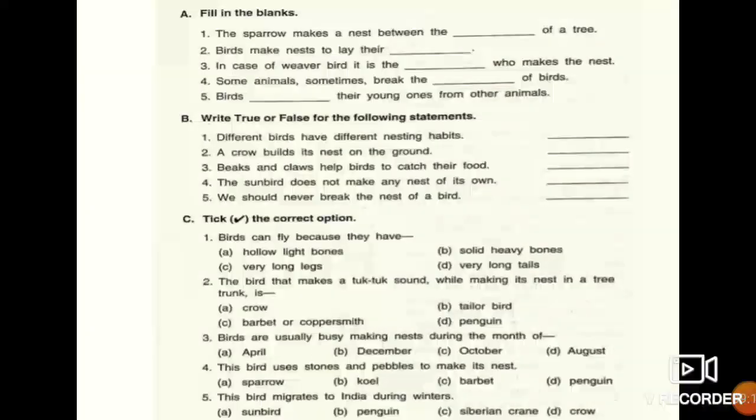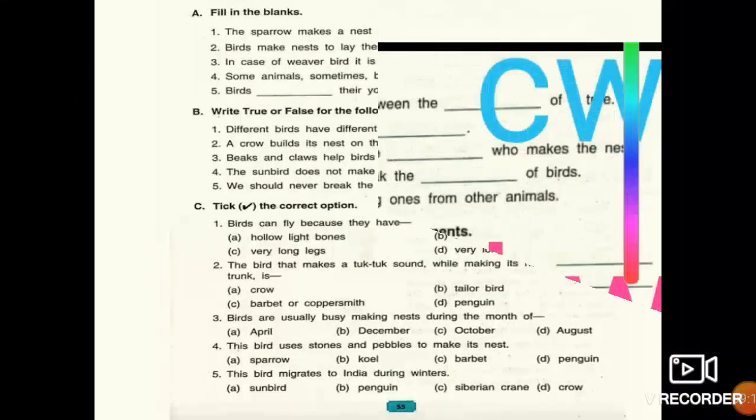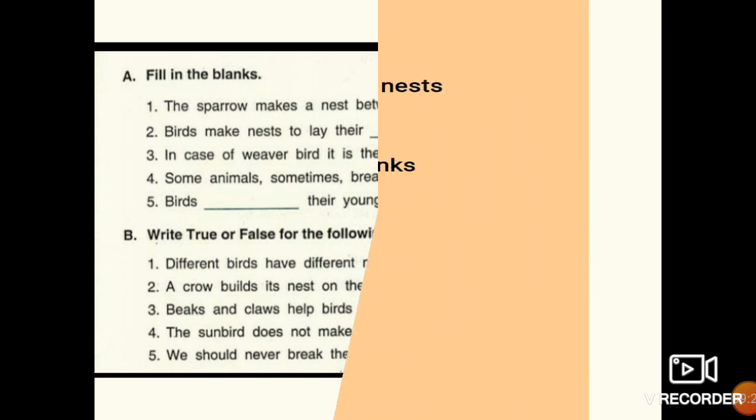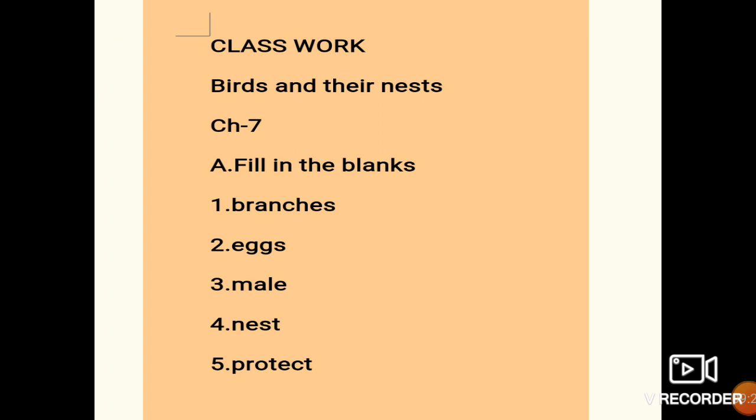Today we will do only A and B. And children, A is your CW, B is your HW, homework. Classwork, I am providing you the answers. The first one is branches, then eggs. Third one is mill. Fourth is nest. And fifth one is protect.